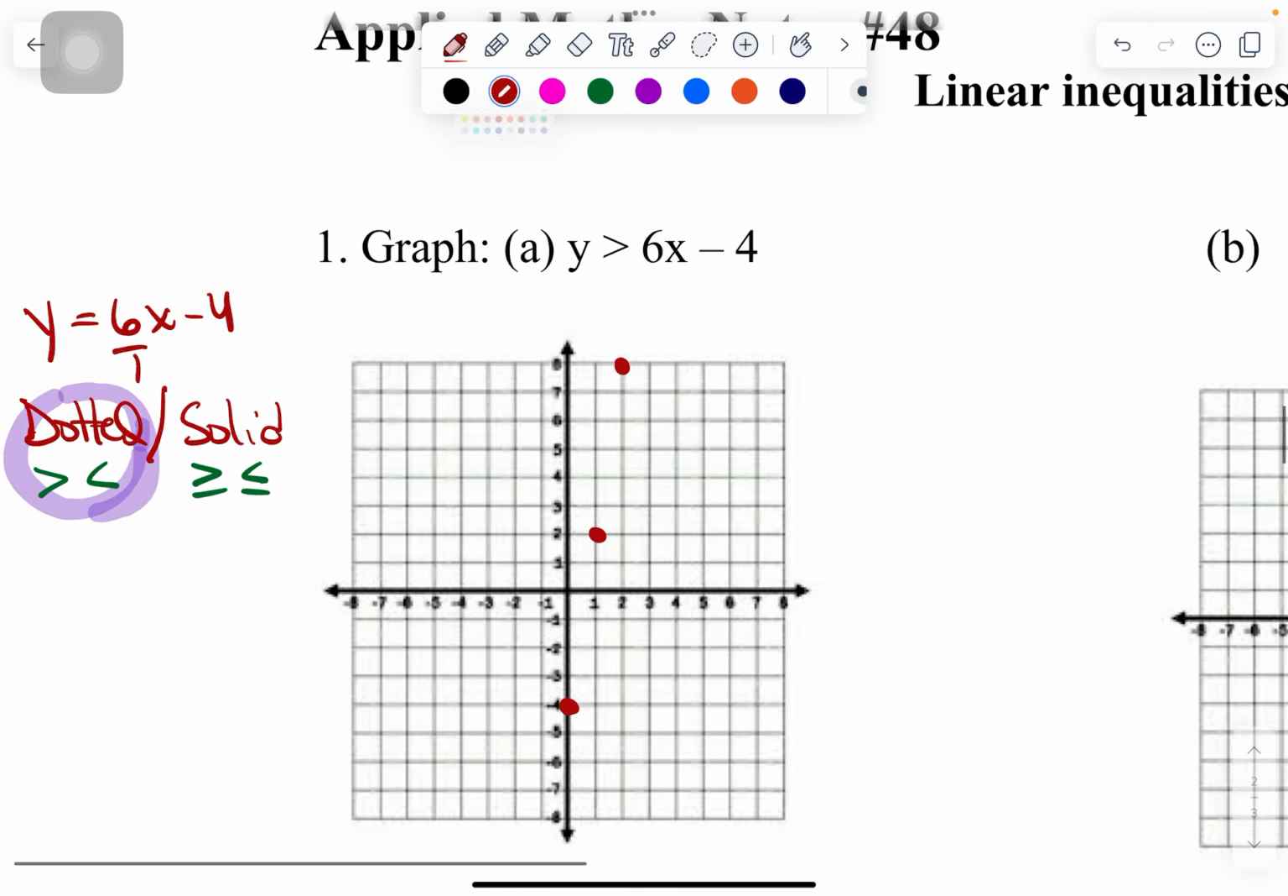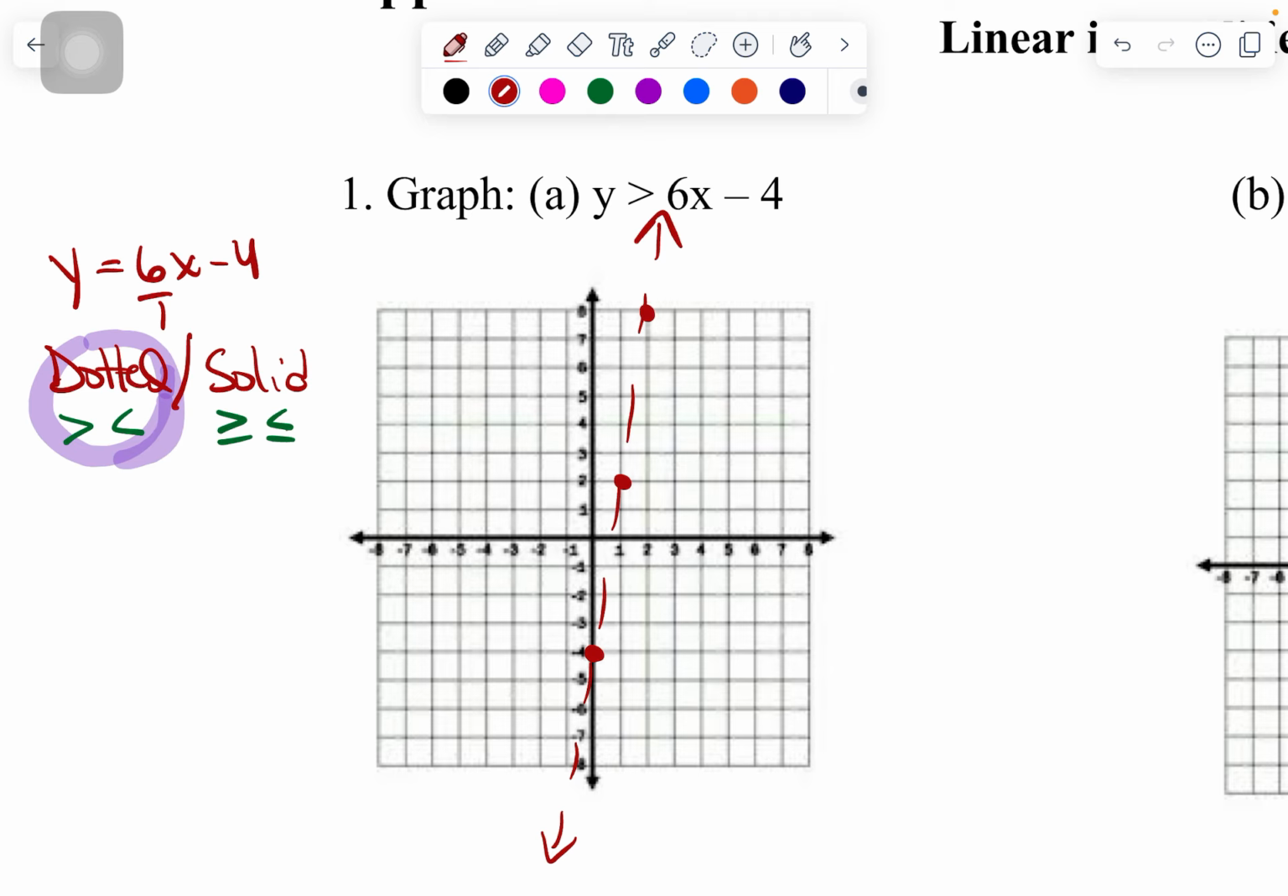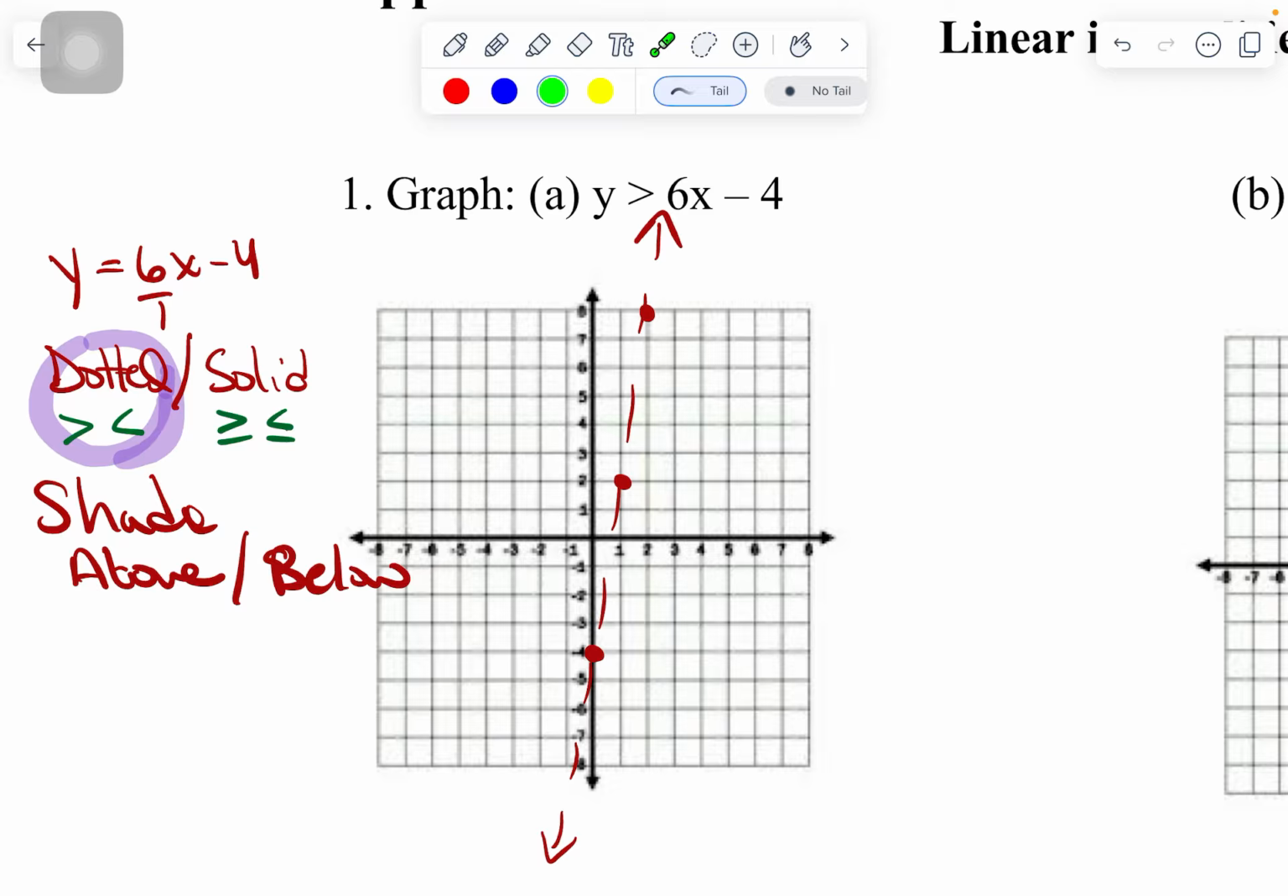All right, so dotted line here. And when I actually do this boundary line, then I am going to truly dot or dash it out, whichever word you want to use. But make it obvious. Okay, so we've got the boundary line in place, and now we've got to figure out, are we shading above our boundary line, or are we shading below our boundary line? This boundary line is getting super steep here.